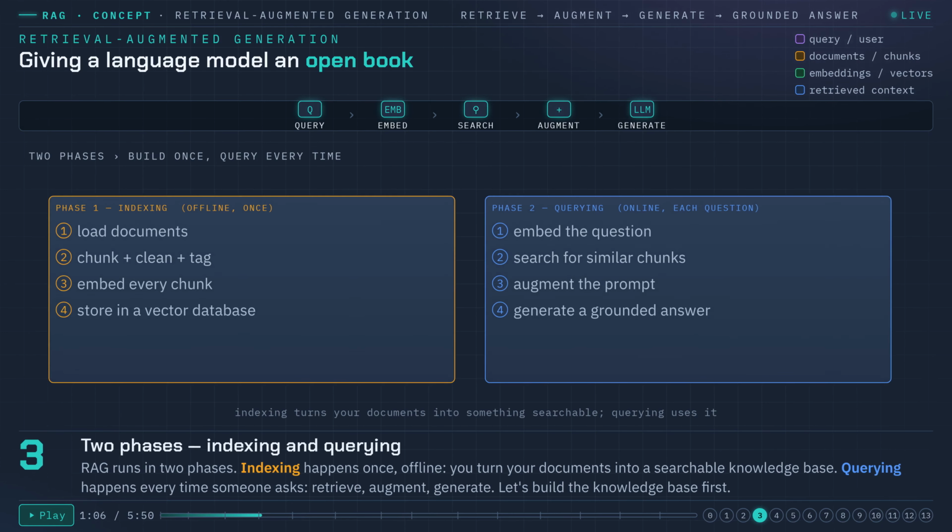It helps to see RAG as two separate phases. Indexing happens once, offline. You turn your documents into a searchable knowledge base. Querying happens every time someone asks a question. Retrieve, augment, generate. Let's build that knowledge base first.